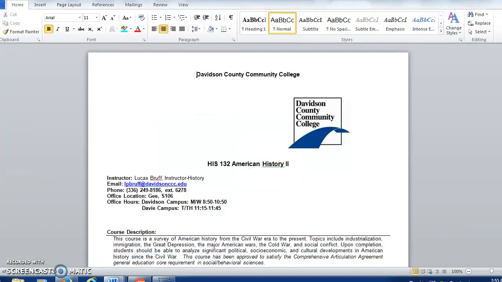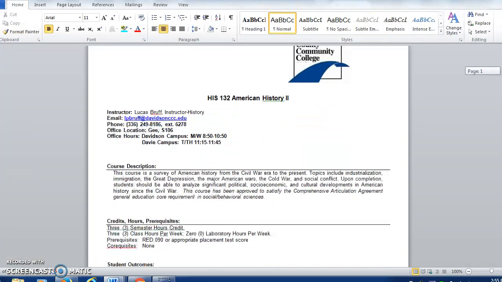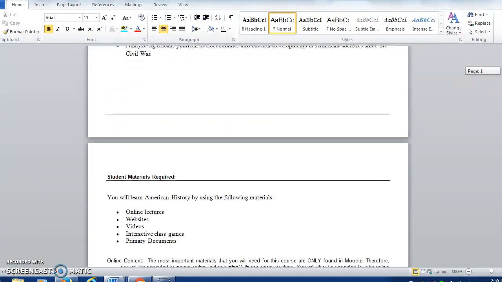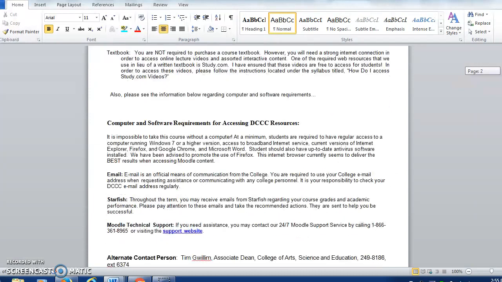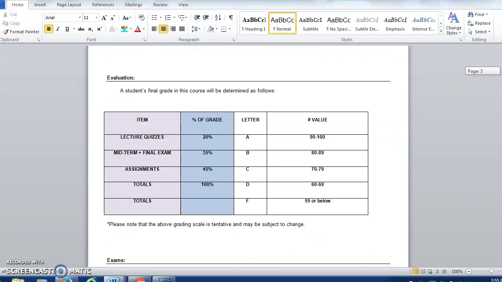So if we go to the syllabus here, I'm going to go right down to grading. Alright, so this is how you'll be graded in the course, how you'll be evaluated in the course. So 20% of this course will be lecture quizzes. Alright, that'll be 20% of the course.